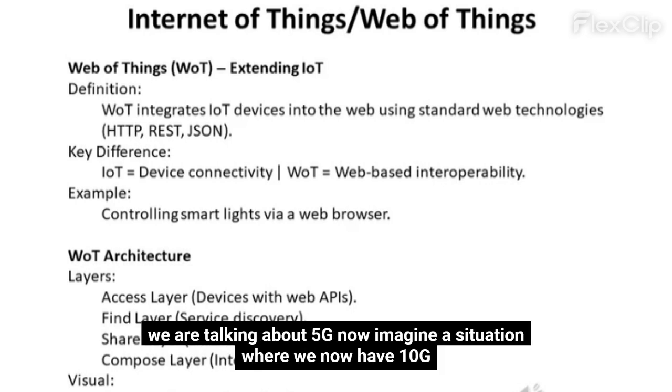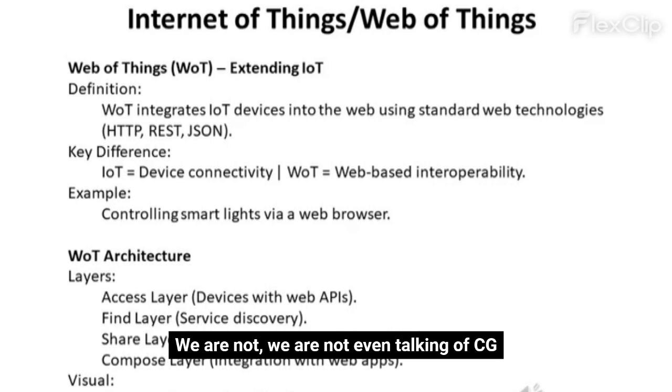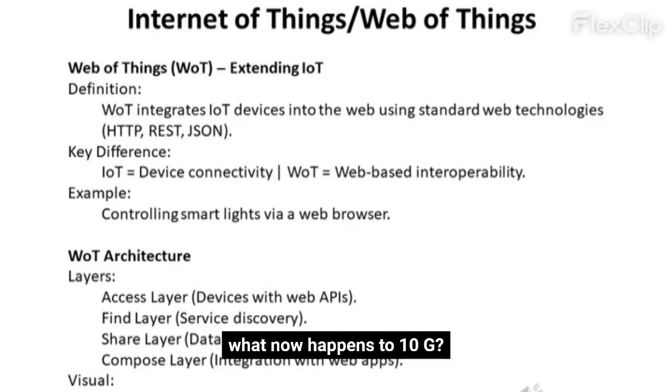Now imagine a situation where we now have 10G. We are not even talking of 6G. We are not talking of 10G now. So if IoT relies solely on 5G, what now happens to 10G?